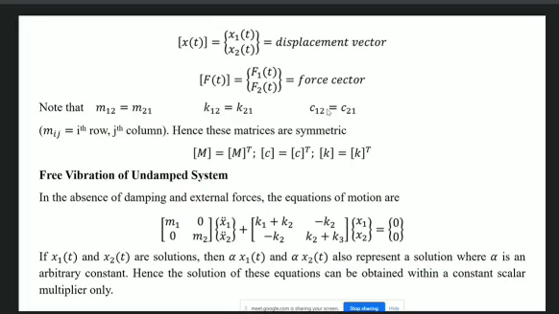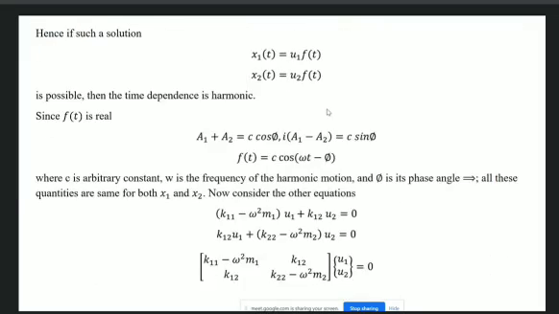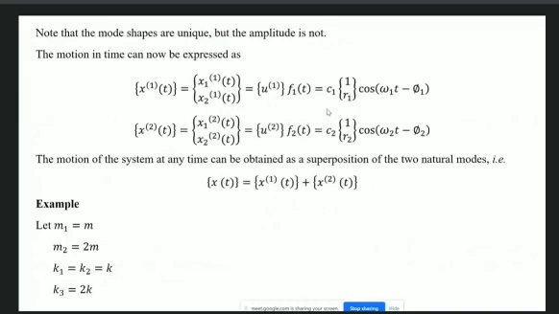That means we will have [m 0; 0 2m]. Then here we will have k1 plus k2, that means 2k. Then minus k2 means minus k, and k2 plus k3 means k plus 2k, so 3k. So this will be our stiffness matrix. So with this, can you now just try to find out the mode shape the way I have discussed?